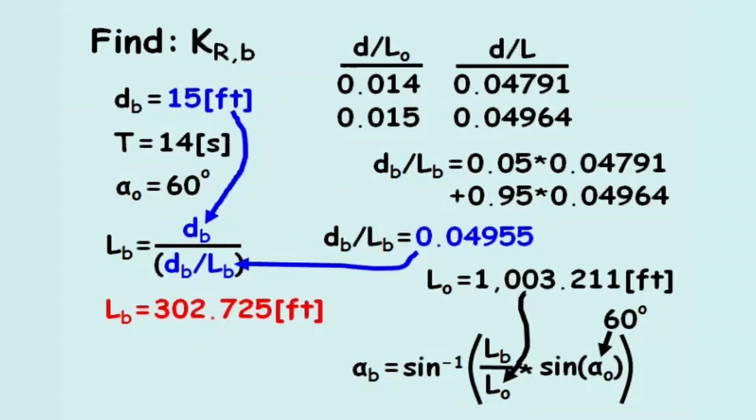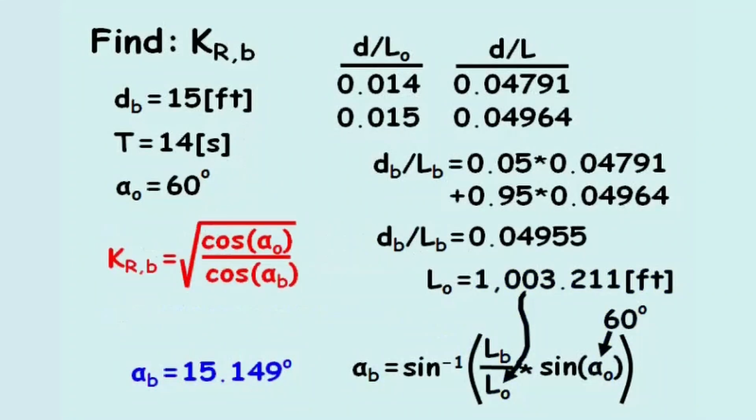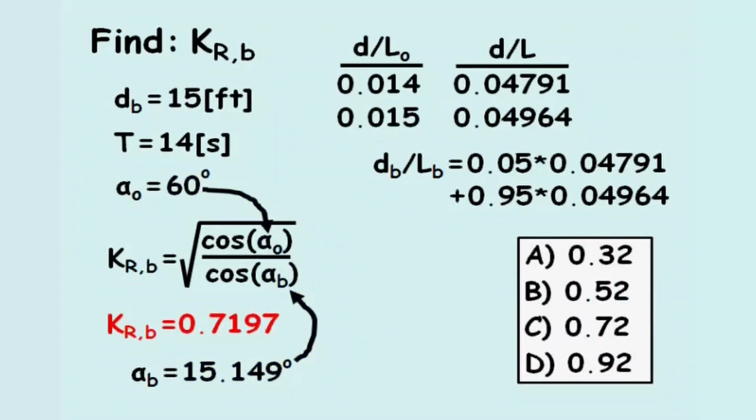Now we can solve for the approach angle at breaking, alpha b, and after plugging in the appropriate variables, alpha b equals 15.149 degrees. At this point, we can return to our original equation for the refraction coefficient at the breaking depth. After plugging in the approach angles associated with the deep water wave and the breaking wave condition, KRB equals 0.7197. When reviewing the possible solutions, the correct answer is C.